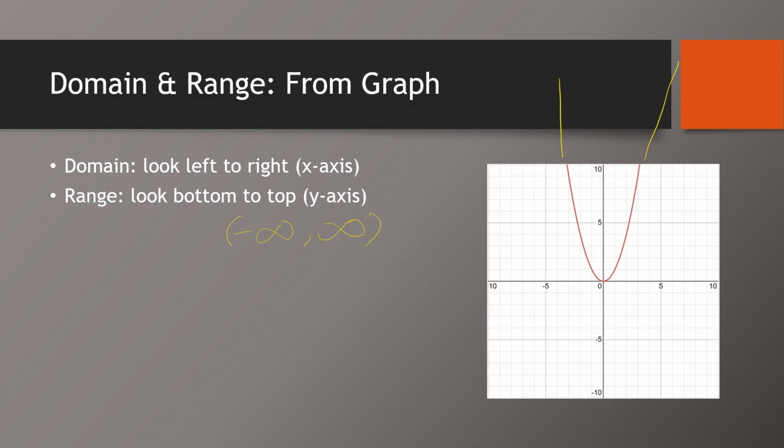And for the range, as you can see, there is nothing over here. It's only going towards the positive side, and it starts from 0. So that's why the range is from 0. It could be equal to or greater than 0, and it will be going towards infinity.